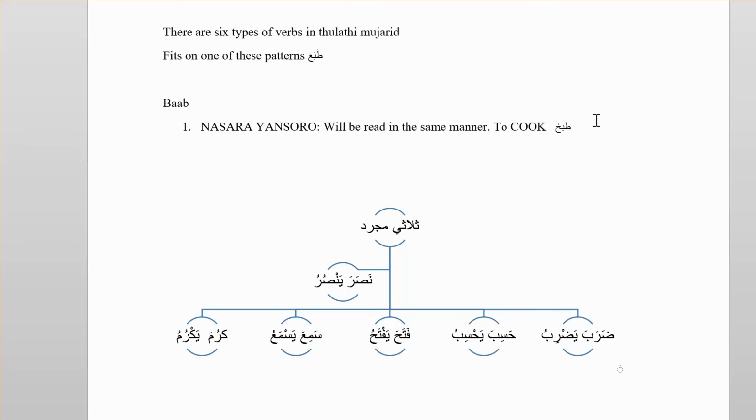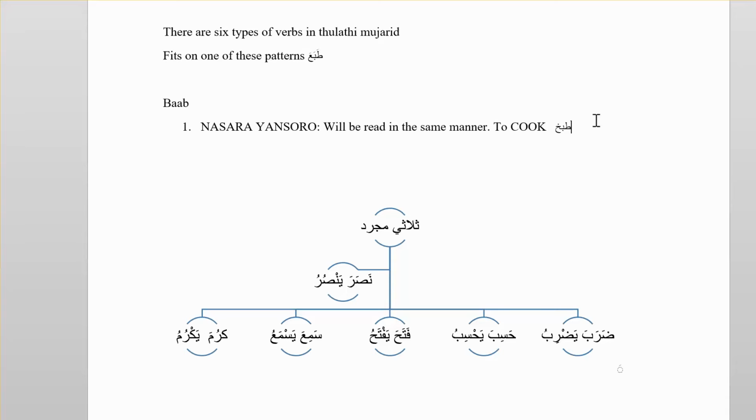All thalathi mujarrid words will fit into one of these babs, all of them. And when you memorize these babs, you open up the Arabic language to you, because you know how to read and pronounce every verb that is a thalathi mujarrid verb. It becomes extremely easy for you. The only hard part now is actually memorizing the babs. So there are 6 babs that are written here before you.